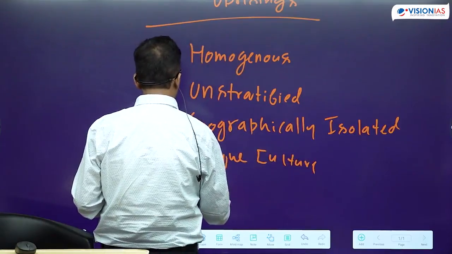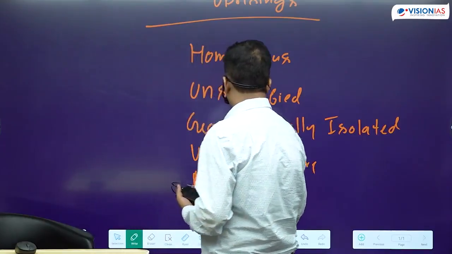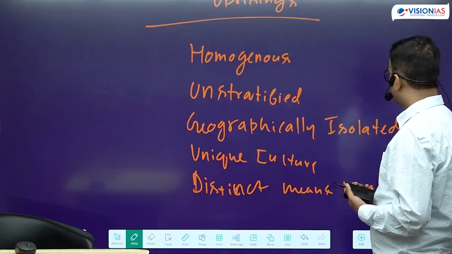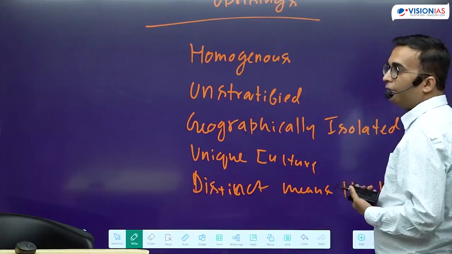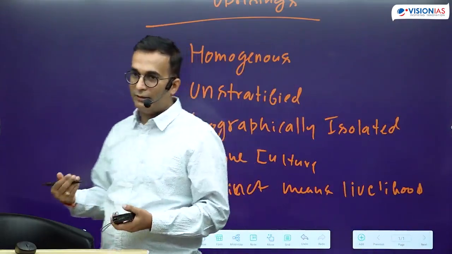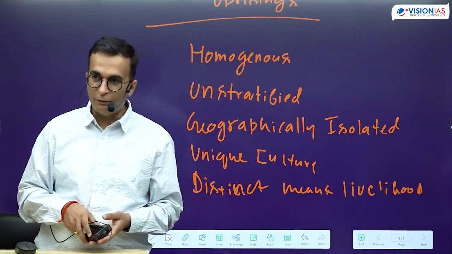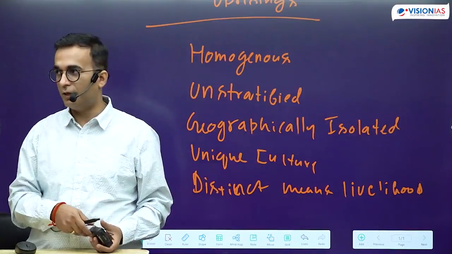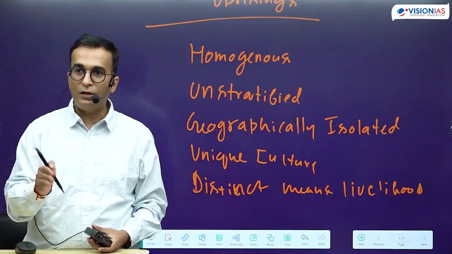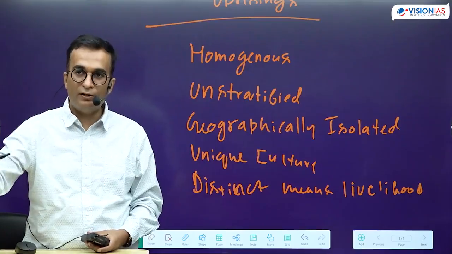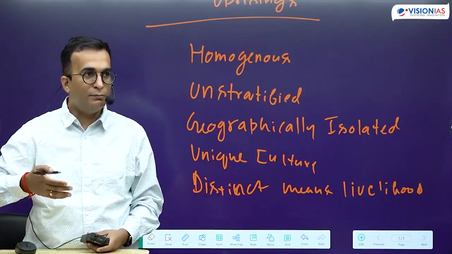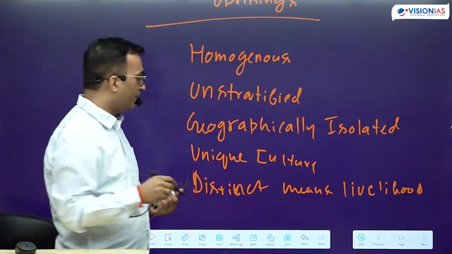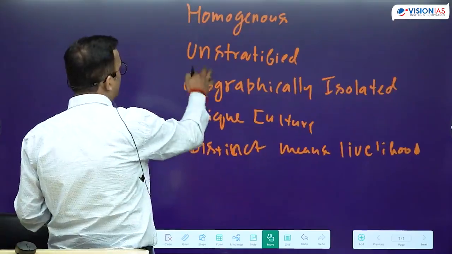Then distinct means of livelihood. What is livelihood? Yes, earning, okay? Their daily livelihood means how they are earning for their daily survival, basically for their food, for their shelter. So they have distinct means of livelihood, and it's very much dependent on nature, because they are the ones using the forest produce for their survival, and at the same time they are the ones preserving the forest and the nature also. So these are some characteristics.